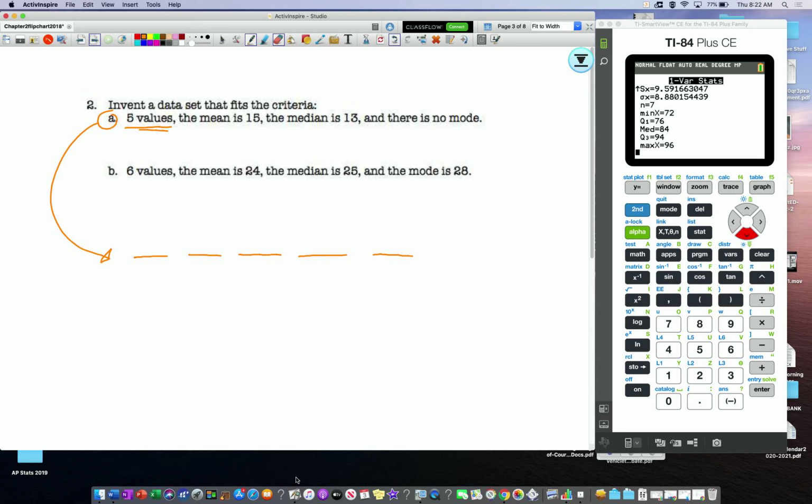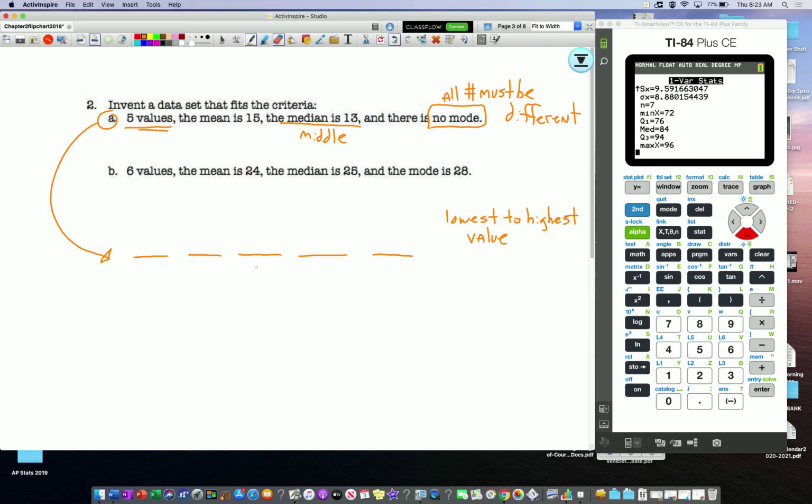Now when I fill them in, I need to make sure I write them from the lowest to the highest value, because if I don't, I'm going to mess up the median. Okay? So mean is average, median is the middle, mode is if it repeats. Right away it says no mode, so all the numbers must be different. The median means the middle has to be 13.